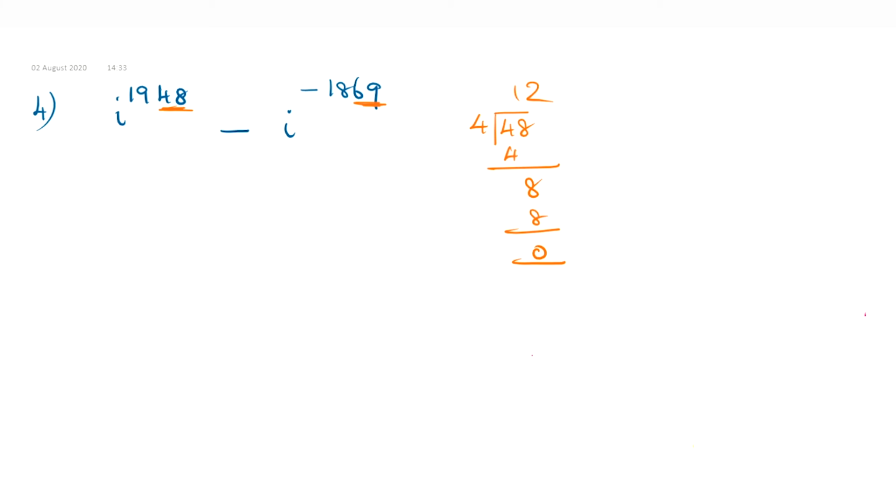So next fourth sum, i power 1948 minus i power minus 1869. So what will you do? We have to take the last 2 digits and divide it by 4. So you take 48. So 4 ones are 4. Okay. And then here 8. So 4 twos are 8. So here 0. So the remainder is 0.